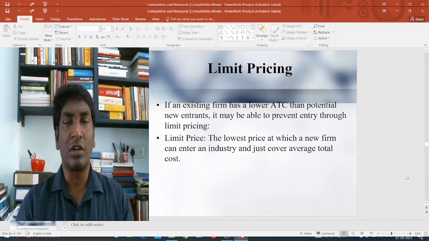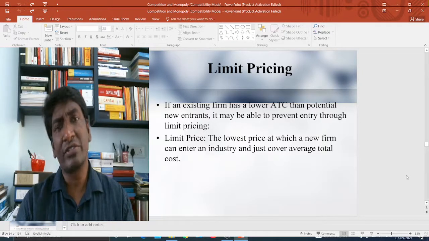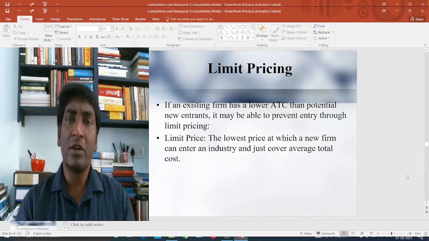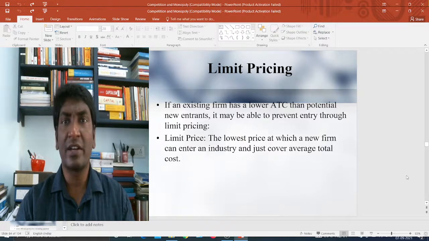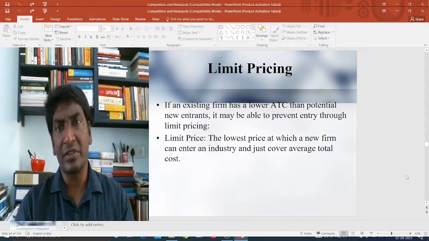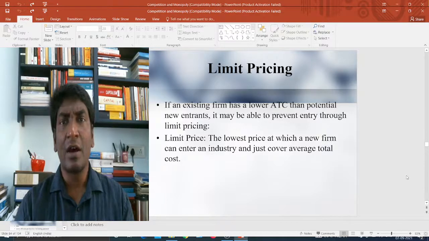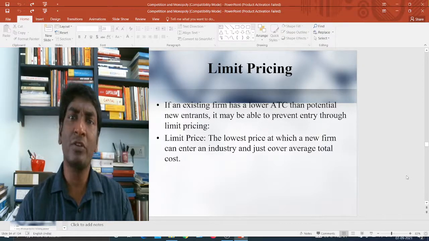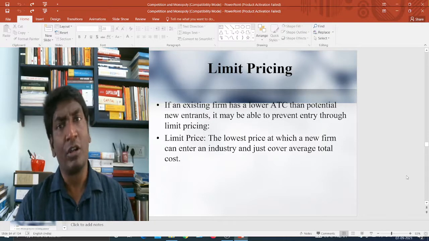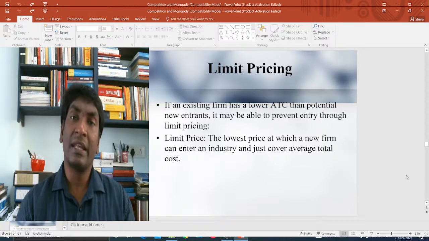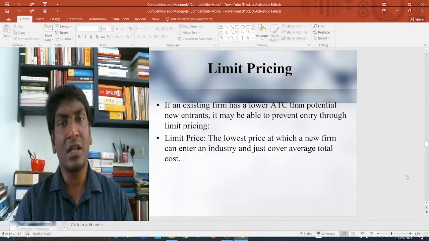So a limit price is actually the lowest price at which a new firm can enter an industry and just cover average total cost. Now we have already seen that the beauty or characteristic of oligopolistic competition is because of the economies of scale and other aspects. In fact, there is a lot of advantage for the firm in terms of product differentiation, in terms of information asymmetry between firms, etc. These are the aspects that give top priority for being an oligopolist. So in that particular context, this needs to be understood.